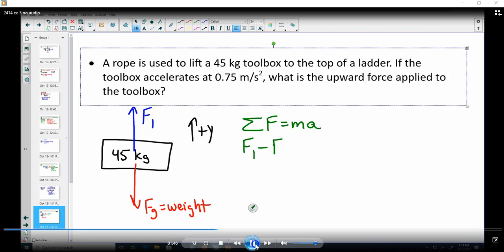So since we're taking up to be positive, F1 is positive and the weight is negative. So F1 minus Fg should be equal to m times a. And the force of gravity is just m times g. And so at this point, we kind of have two choices in the way that you solve it. The first one I'm going to show you is, in my mind, the shorter way. And then the second method is the more direct way.